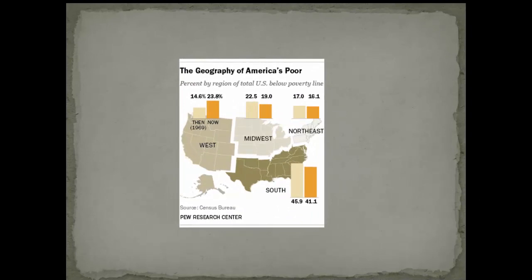Lower incomes in North Carolina reflect the fact that the South is the poorest region in the country, as this graph depicts. The beige line displays poverty percentages in 1969 and the orange line in 2013. In 2013, over 41% of all the nation's poor lived in the South. That is compared to 16.1% in the Northeast, 19% in the Midwest, and 23.8% in the West. The South has a significantly disproportional percentage of the nation's poor.